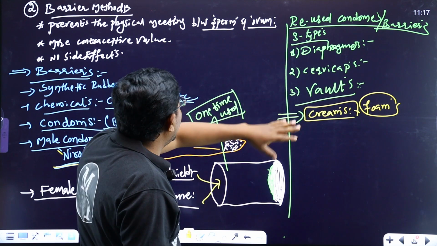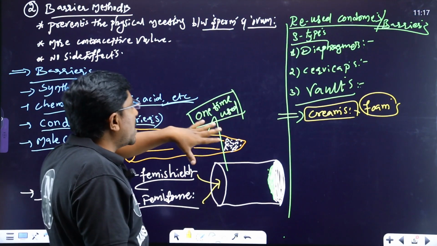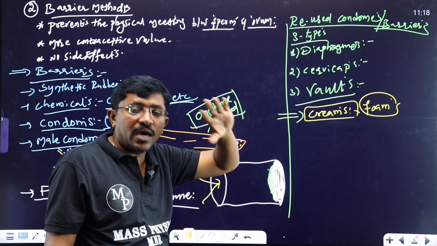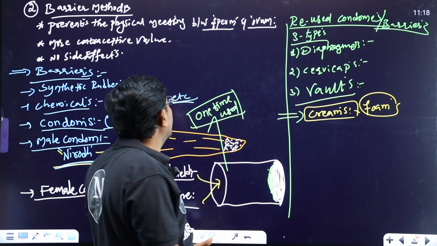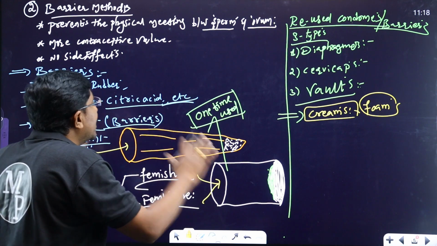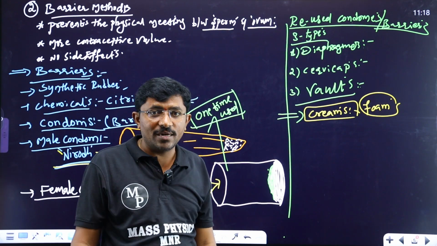Okay, some creams are also used with these barrier methods. Those creams help to kill or inactivate the sperm. So these are the barrier methods.